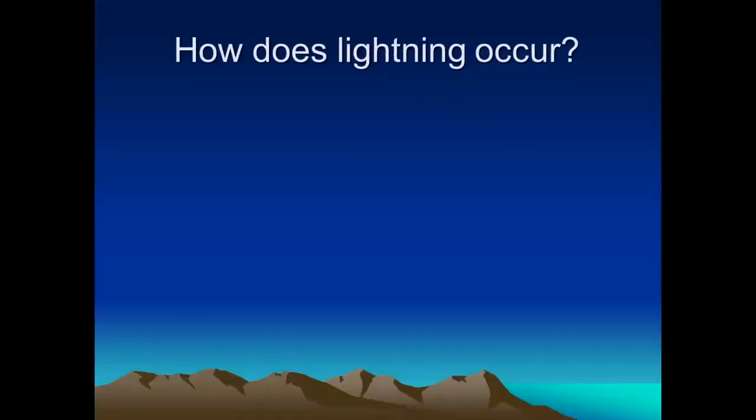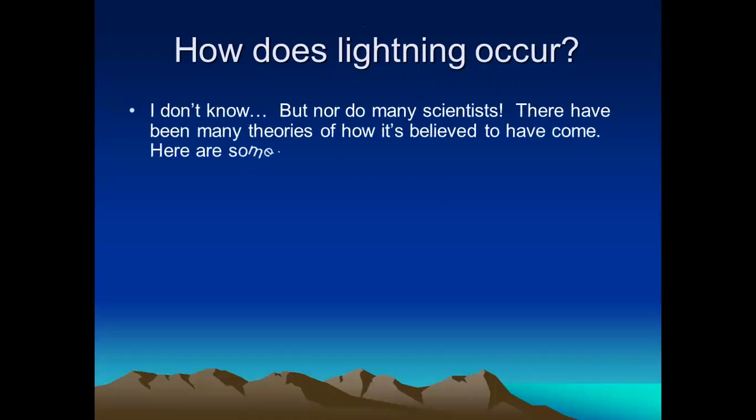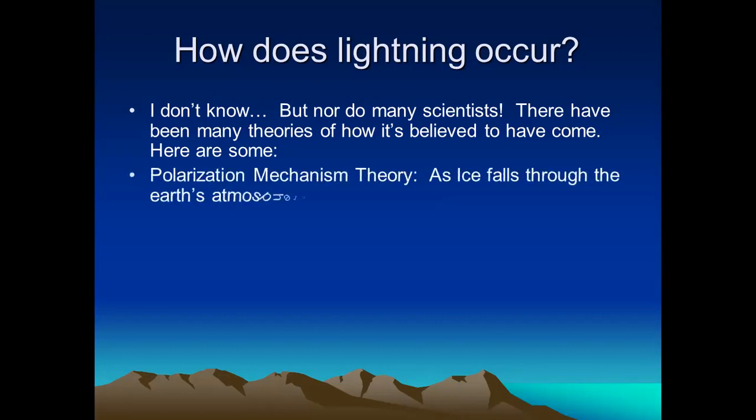Okay, how does lightning occur? Actually, these are a few speculations and a few conspiracy theories regarding the discharge. No book up till now has cleared what actually this discharge is, but some scientists have given theories regarding the lightning. Okay, so there have been many theories of how it is believed to have come. Okay, so a few of the theories are as follows.